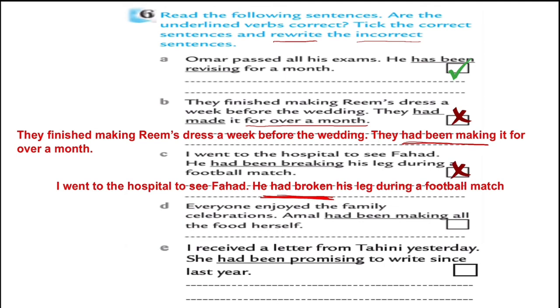The next one says, D, everyone enjoyed the family celebrations. Amal had been making all the food herself. Okay, so here we have past perfect continuous. Is it correct? Of course not. So this one is incorrect. So we need to change it into past perfect simple. So we'd say, everyone enjoyed the family celebrations. Amal had made all the food herself.